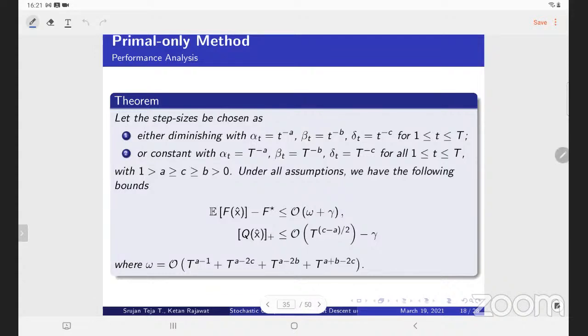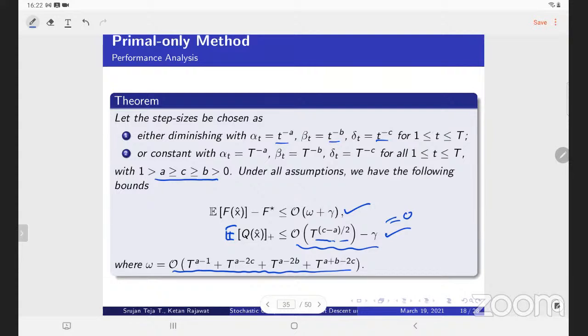Let the step sizes be constant or diminishing as follows: t power minus a, minus b, minus c, and the a, b, c values follow this condition. Then the objective error is always upper bounded by order of omega plus gamma. This omega is this one, order of t power a minus 1 and so on. And this is expectation: the expectation of the positive part of the constraint is upper bounded by this quantity. Now, if you look at this expression, if I choose gamma such that it is equal to order of t power c minus a by 2, then we can make this 0, right? This can be 0 by wisely choosing this gamma, so that we can completely nullify the constraint violation.